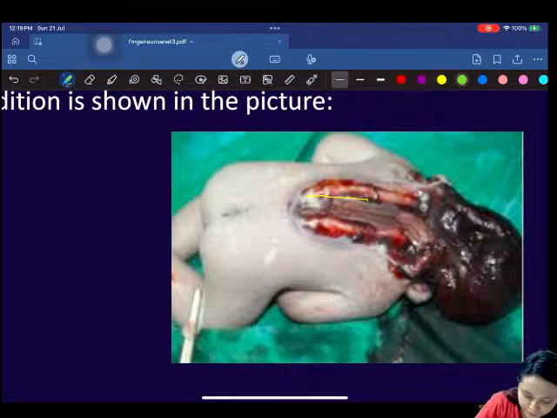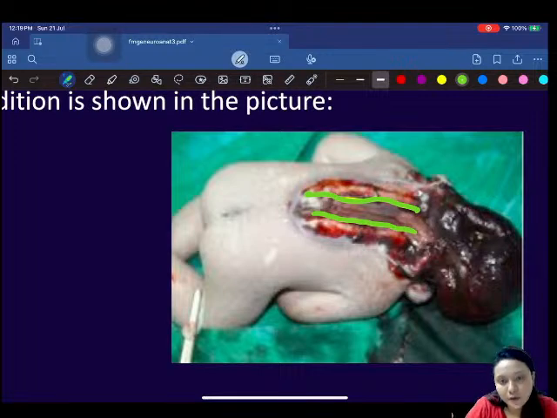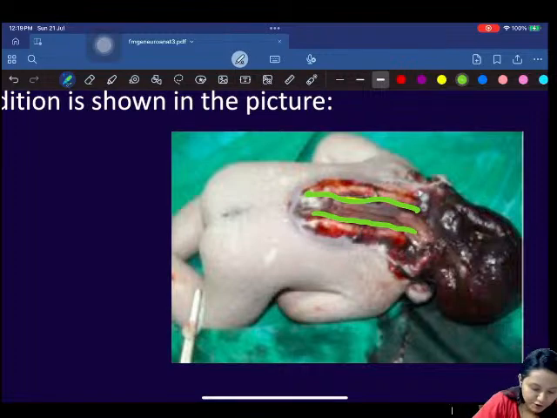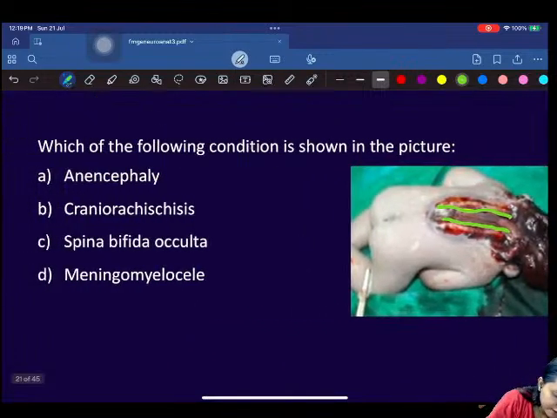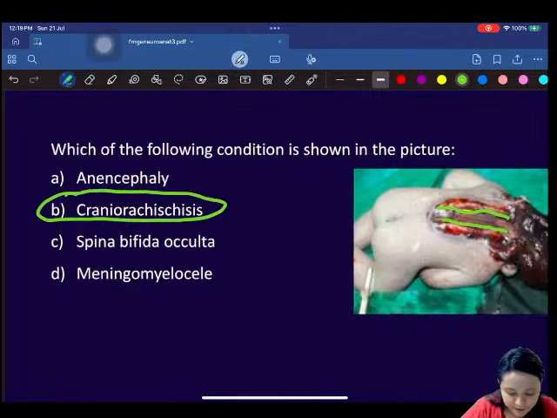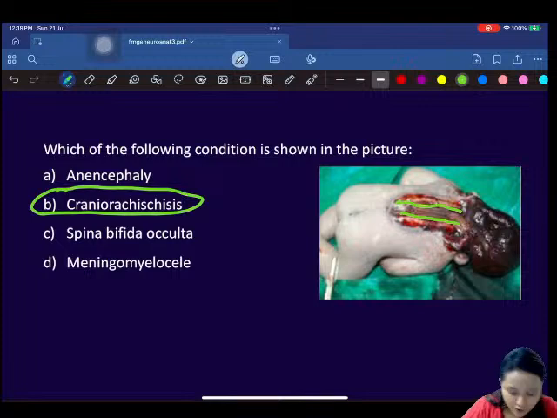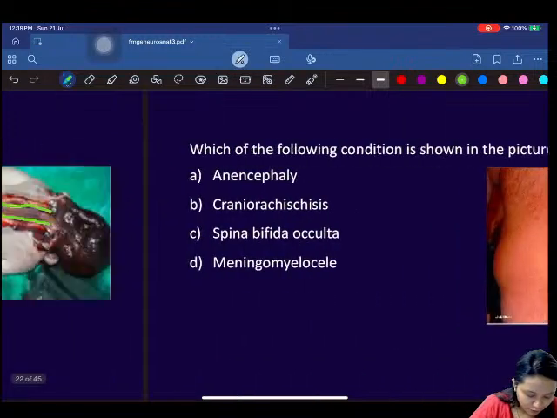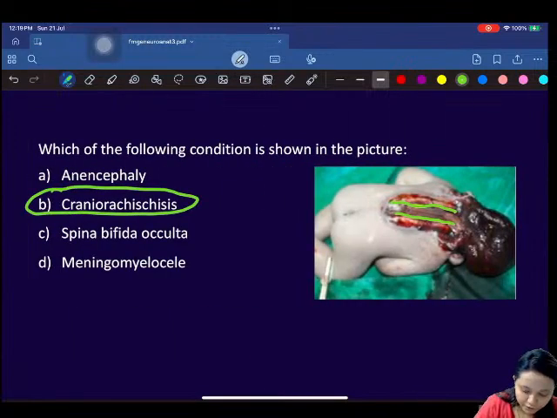Let me show you the other. The entire neural tube, the whole length of the neural tube is open. There is no closure of anterior and posterior. The entire length is open. So this is a condition of craniorachischisis, or it is also known as posterior rachischisis. Okay, craniorachischisis or posterior rachischisis. Okay, very good, everybody has answered it. Yes, it is the condition of craniorachischisis.